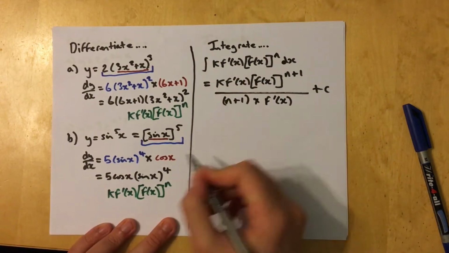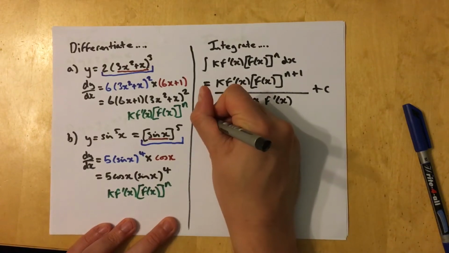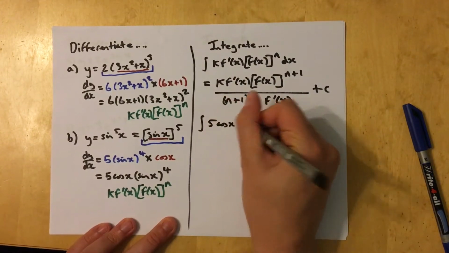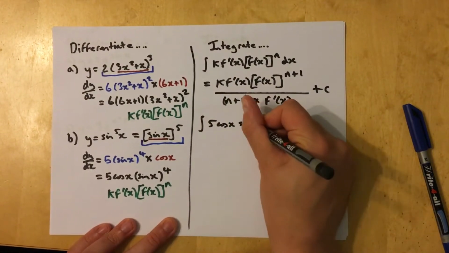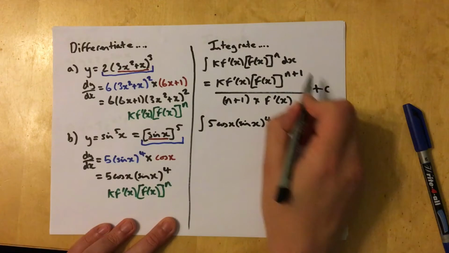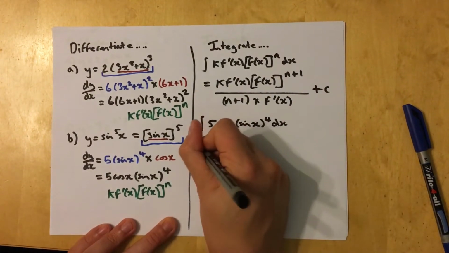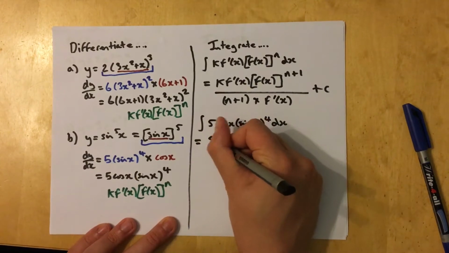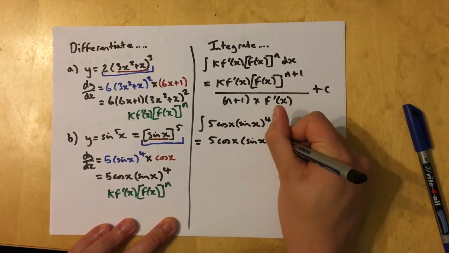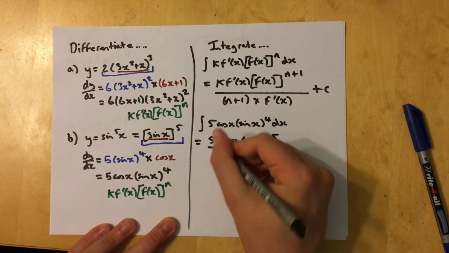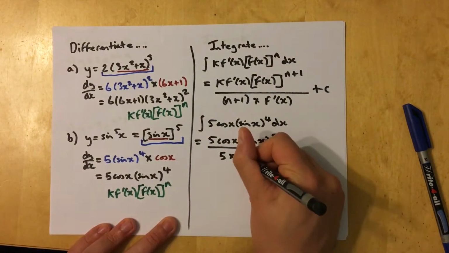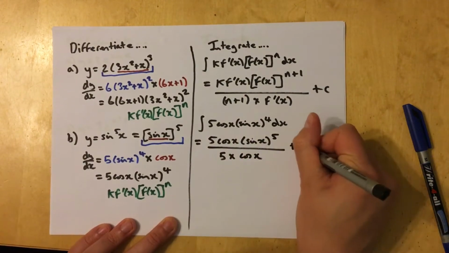So let's start off with this one. We've got 5 cos x sin x to the power of 4 dx. Okay, so applying this principle up here, we're going to leave everything alone. The only thing we're going to change is we're going to increase the power by 1. I'm then going to divide that by this new power, multiplied by the derivative of the inner function. Now the derivative of sine is cosine. And then we mustn't forget our constant of integration.